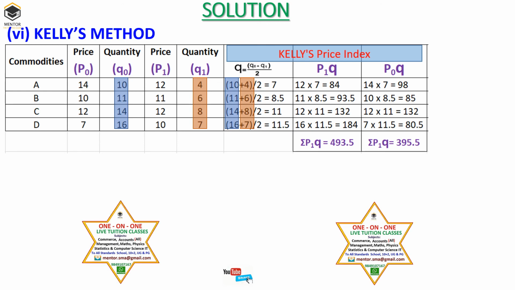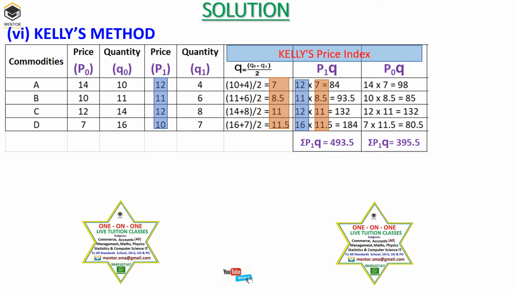Okay, the final values for the weights are 7, 8.5, 11, 11.5. These are my constant weights to be applied under Kelly's price index. So I'm going to do this calculation. These are my constant values for the quantity, and for the price index I'm going to multiply with P1.